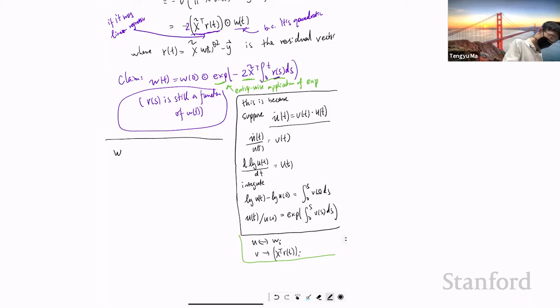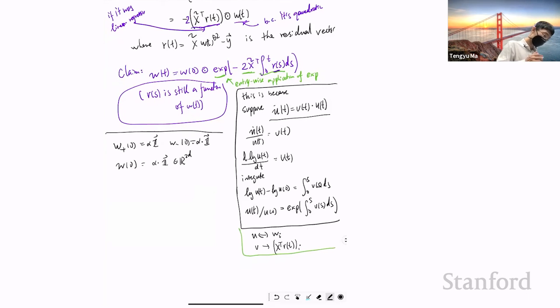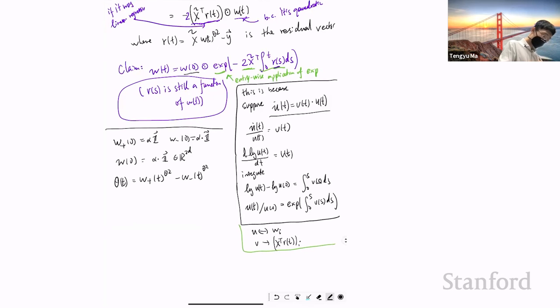Recall, and also we simplify this a little bit, that W plus 0 is alpha times the all-ones vector, and W minus 0 is alpha times the all-ones vector. So that means that W_0 is also alpha times the all-ones vector, in 2d dimension because W is a concatenation of W plus and W minus. So that's why W_0 is basically not important, you just have alpha. And the theta at time t is W plus t to the power 2 minus W minus t to the power 2.